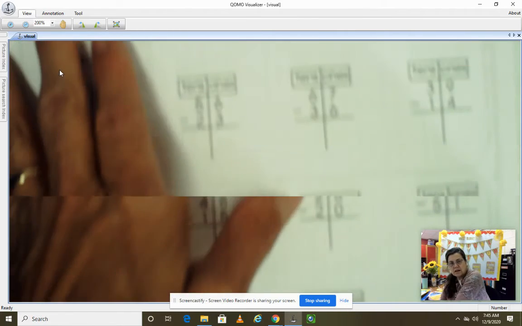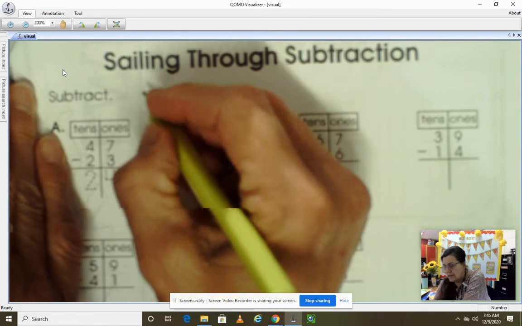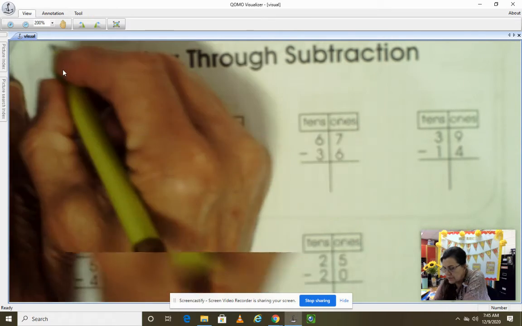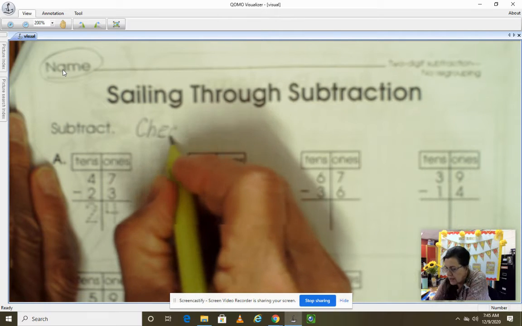Yesterday, if you had joined the live Google Meet math lesson, we talked about checking our subtraction, and I'd like to encourage all of you to do that today. The way we check our subtraction is by adding up. So I'm going to write that right at the top of today's paper. Don't forget to put your name on it, right? That's the first thing we always do.